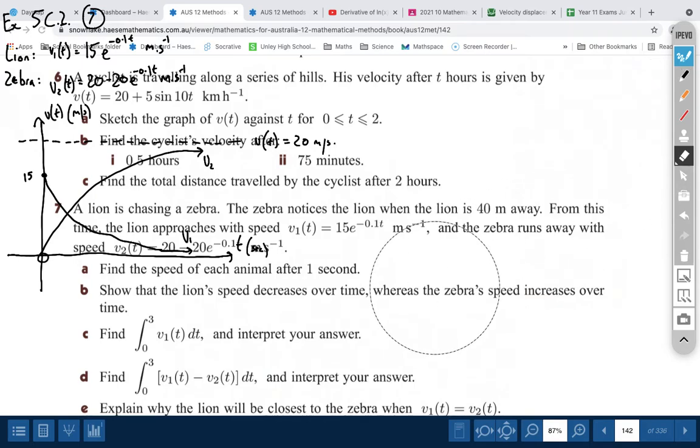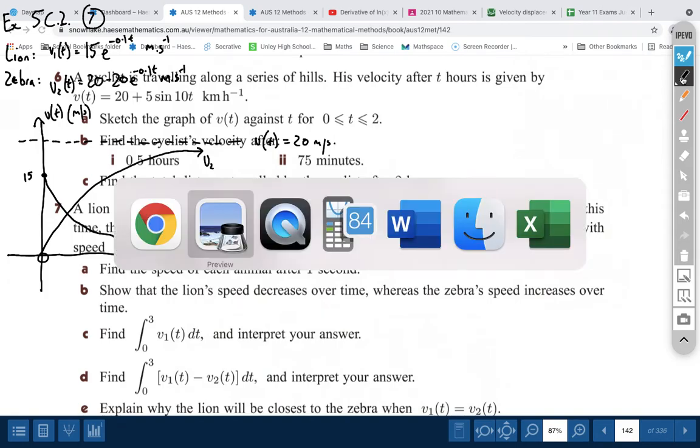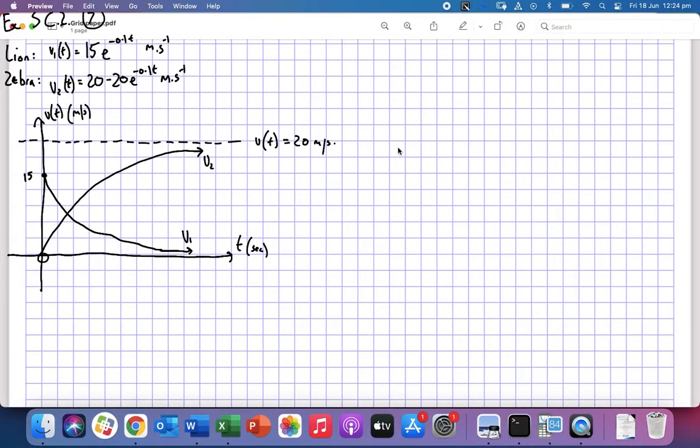It says, find the integral from 0 to 3 of the v1 function. Now v1 was the lion, okay. And interpret your answer. So I don't think I'll do that. Or maybe I should, to show that the numerical answer is not that important to me.